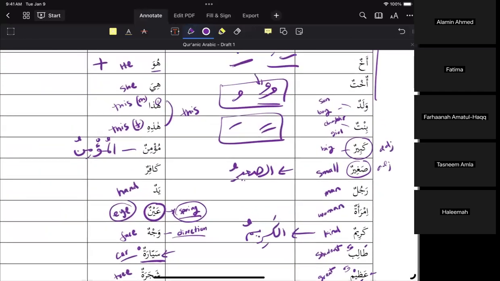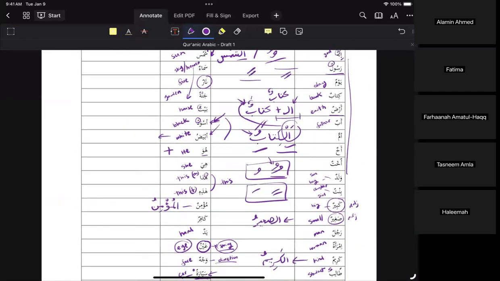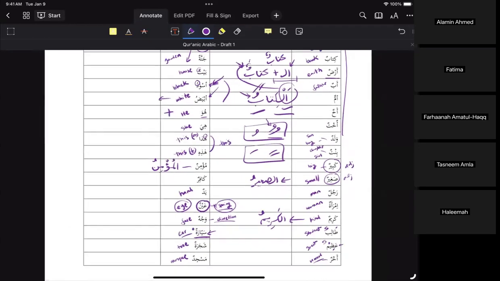Any questions, guys? If you can understand this much, we have covered one of the main fundamentals of the Arabic language, okay? Adding alif lam, which is the definite case. So inshallah, this is a milestone.